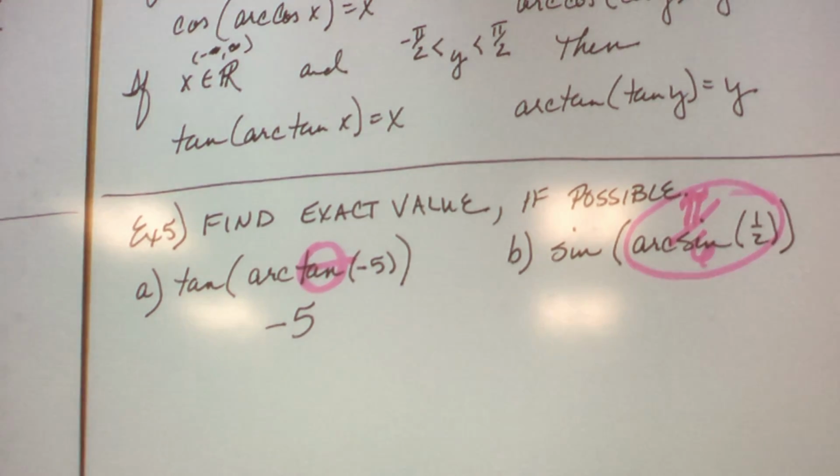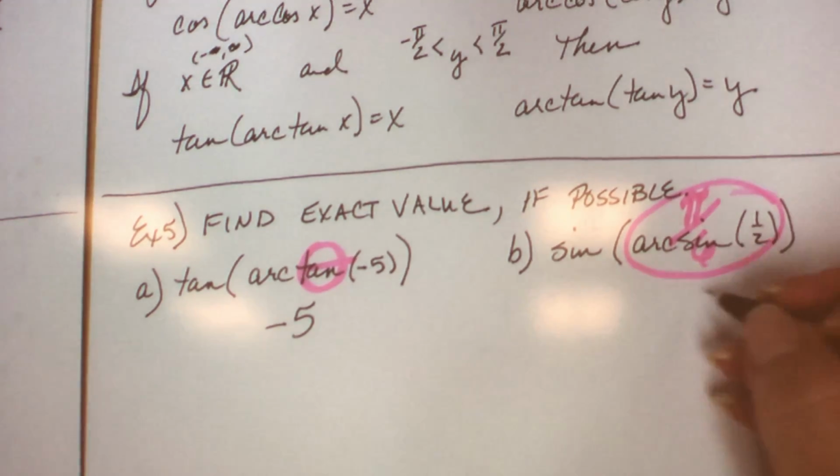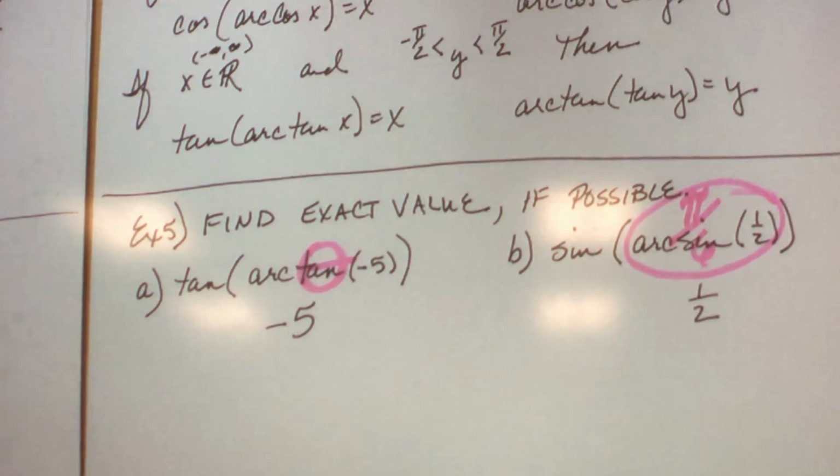So 1/2. You're basically doing PEMDAS. You're doing what's inside the parentheses. You solve that, you get pi/6, and then what's the sine of pi/6? It's 1/2.